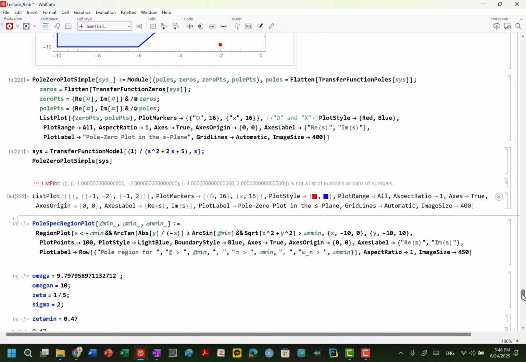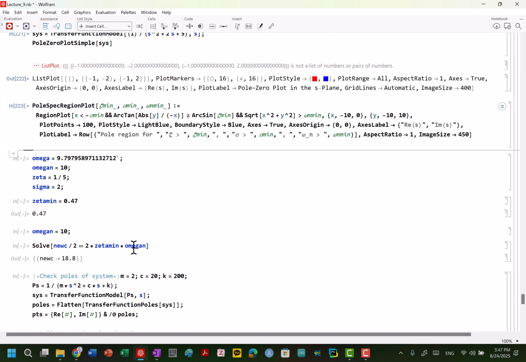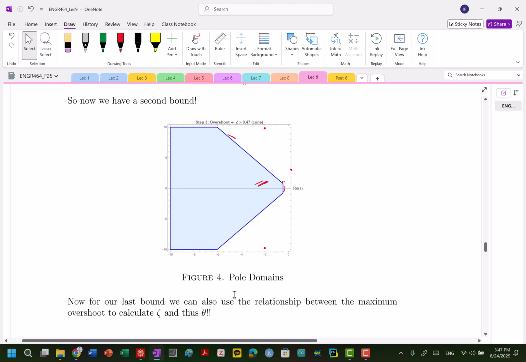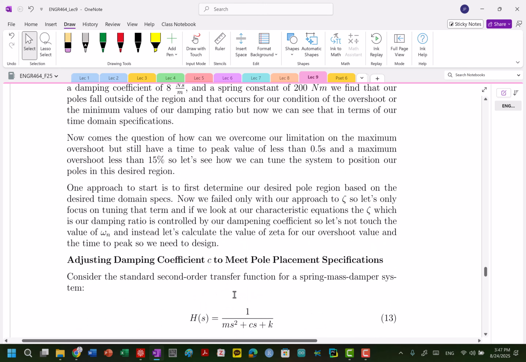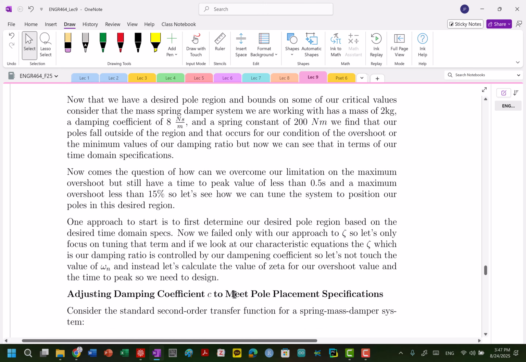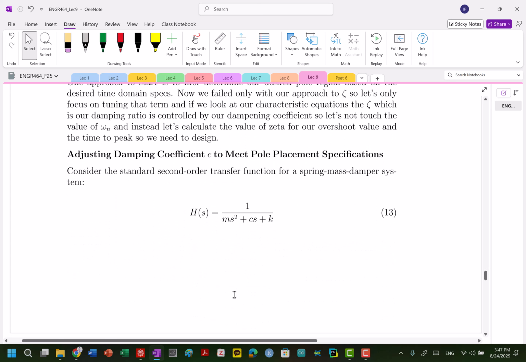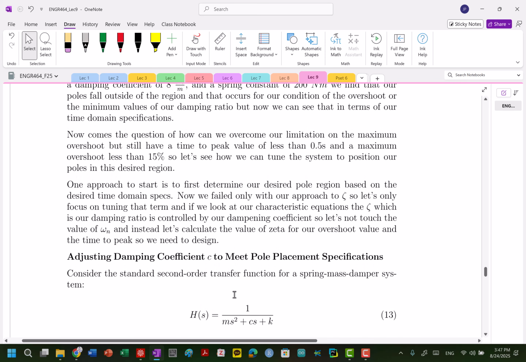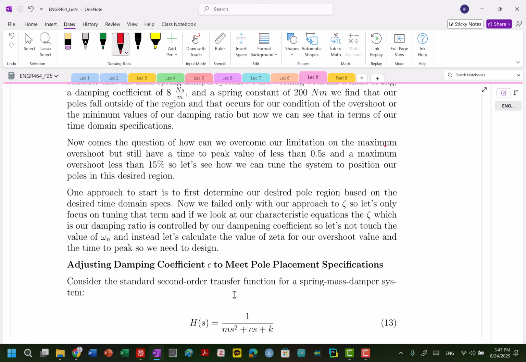So this is great, but again, we see that we fail. It's not working. We're not putting our poles in a position to be successful. We need to overcome that maximum overshoot. So how can we tune our system to position those poles? We fail with our approach to our damping ratio, so let's just focus on tuning that term. Let's not touch omega n and design for zeta.